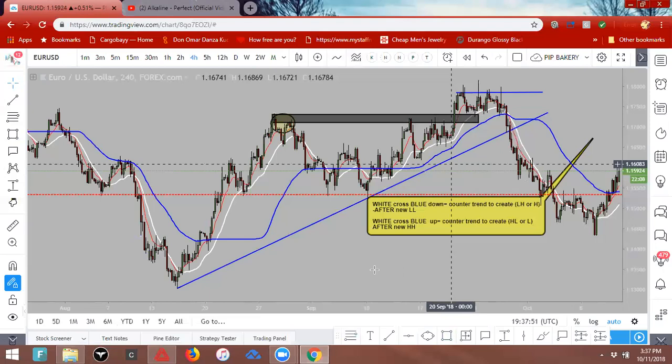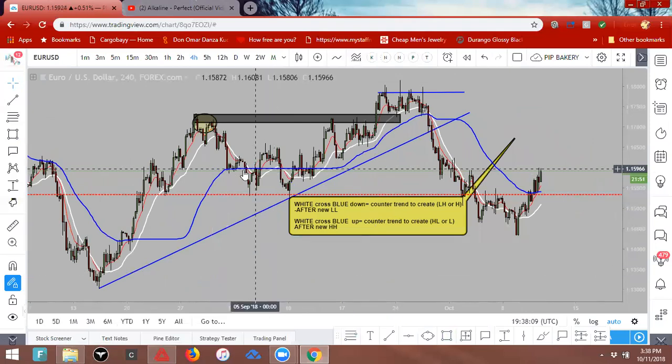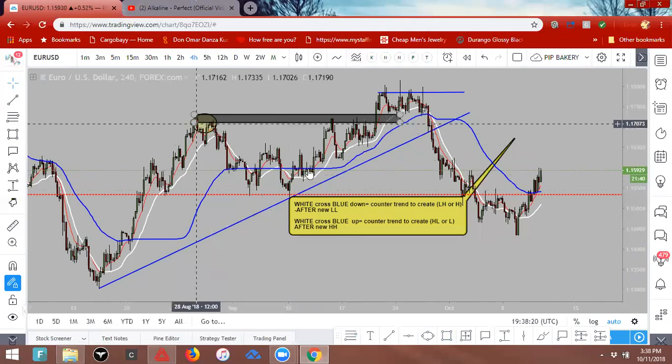But again, the white cross blew up. After my new higher high, I'm anticipating that higher low because we're in an uptrend, giving me a 38.2 touch. In this case, we got a 38.2 touch, higher low. So because of this, now I'm anticipating price to create a higher high. I want price to break this area, which was my previous higher low, which is my previous higher high.